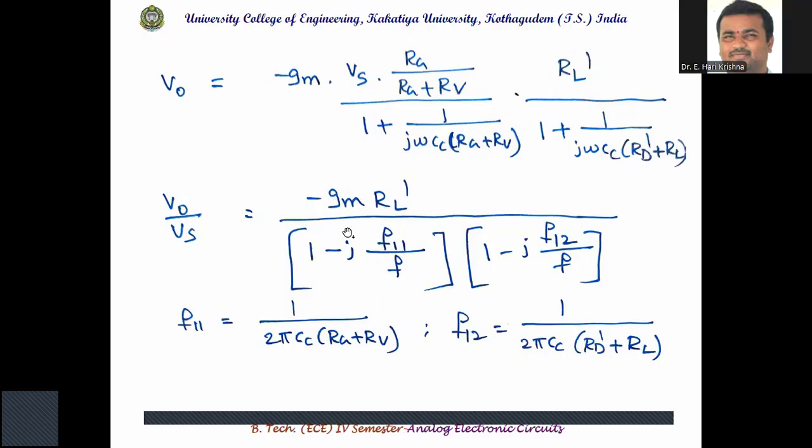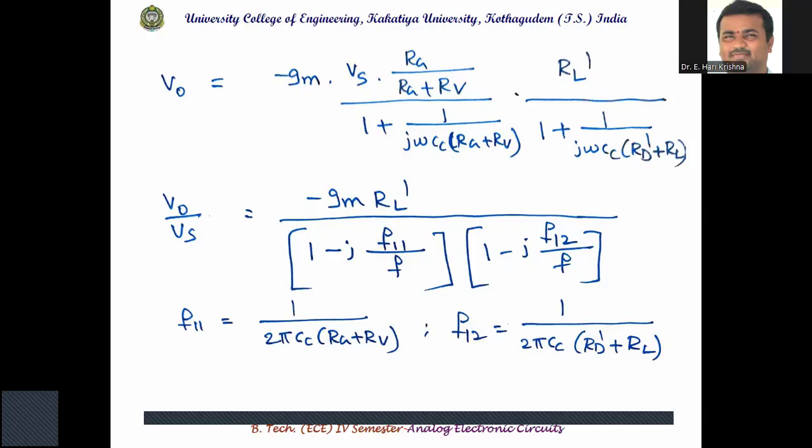So minus gm RL dash divided by 1 minus j, where j is taken to the numerator and becomes minus j. The leftover component here is f11 divided by f. Similarly, 1 minus j f12 by f. f11 is equal to 1 by 2 pi Cc into Rg plus Rv. f12 is equal to 1 by 2 pi Cc into RD dash plus RL. So this is the effect of the input side coupling capacitor and output side coupling capacitor.